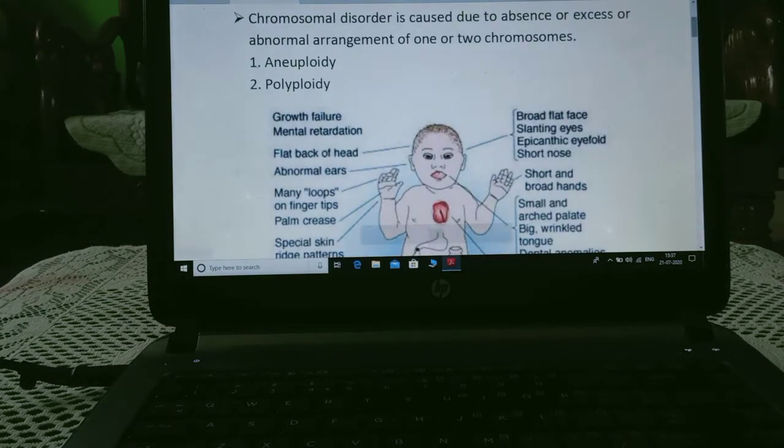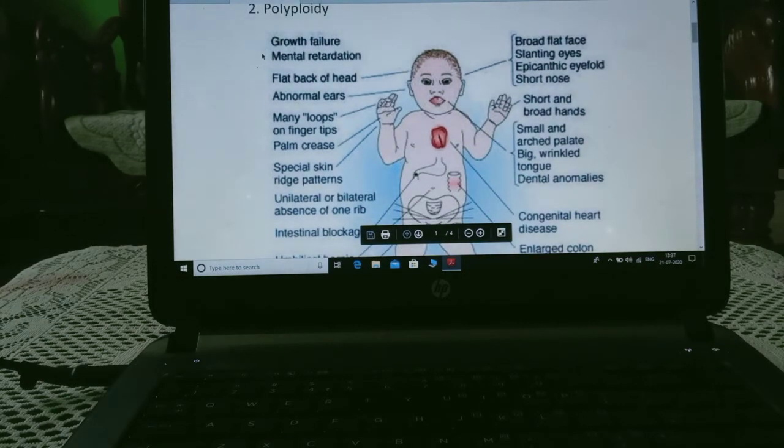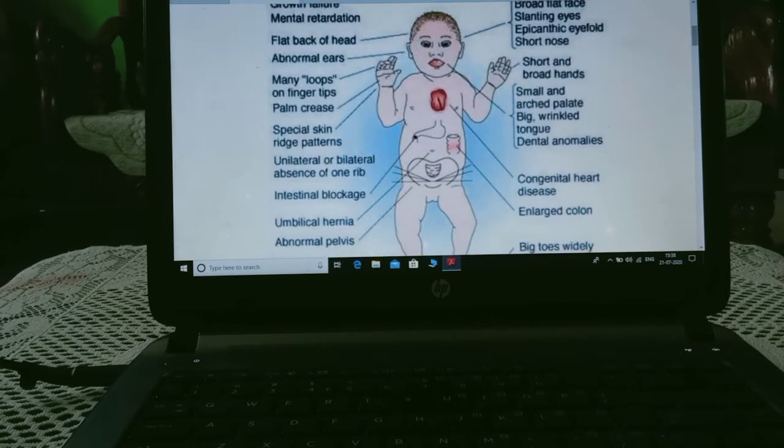When a baby is affected by these disorders, he will look like this. You can see on the screen: growth failure, mental retardation, flat back of the head. You can see how the head and ears are. Then loops on fingertips, palms are creased, meaning broken palms, special skin ridge pattern, ridges meaning so many lines are there.